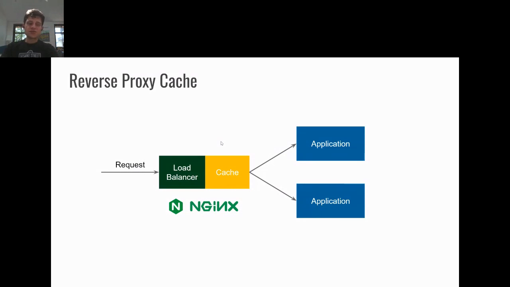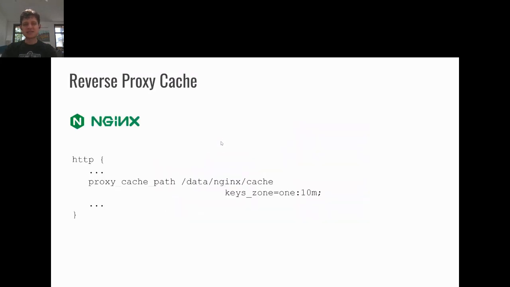A very good solution for such a scenario is Nginx, because Nginx provides caching functionality, and it's a very mature solution. So I can recommend using Nginx for reverse proxy caching. If you would like to configure Nginx, this is the simplest configuration you can use in your Nginx configuration to enable caching.